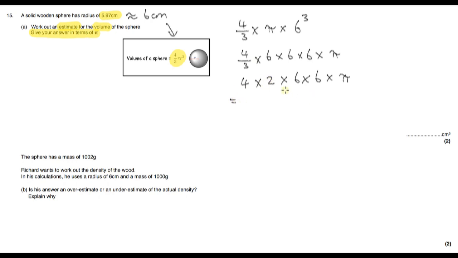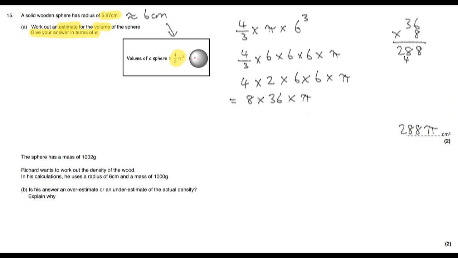Okay, so what can we do now? This is 36. I know that's 36. This is 8. 4 times 2 is 8, so it's going to be 8 times 36 times pi. And I'm just going to do long division now. So 36 times 8. 6 times 8 is 48. 3 times 8 is 24, plus 4 is 28. It's 288. So it's going to be 288 pi. So that is my answer.